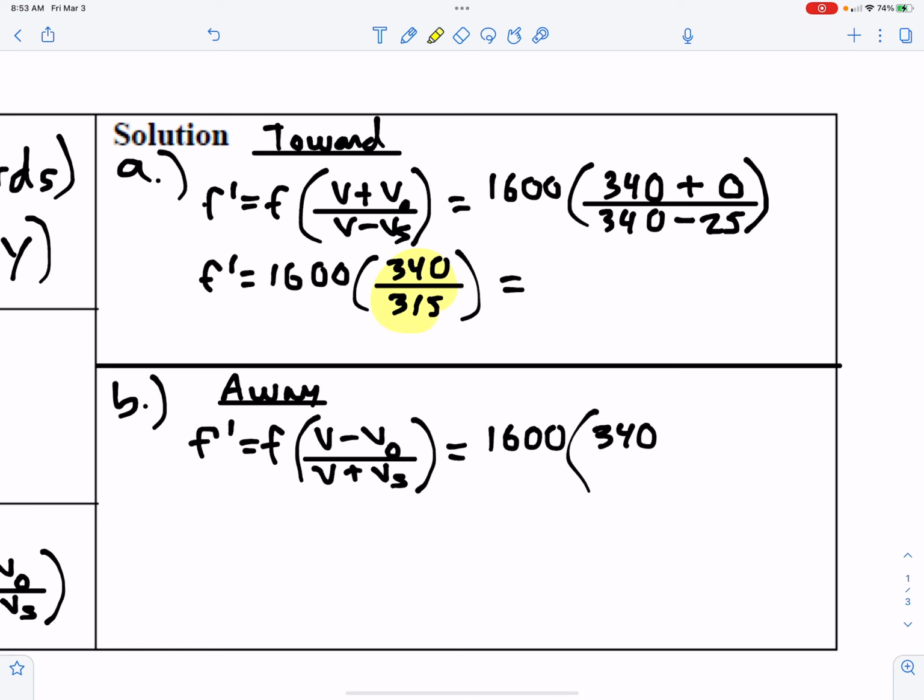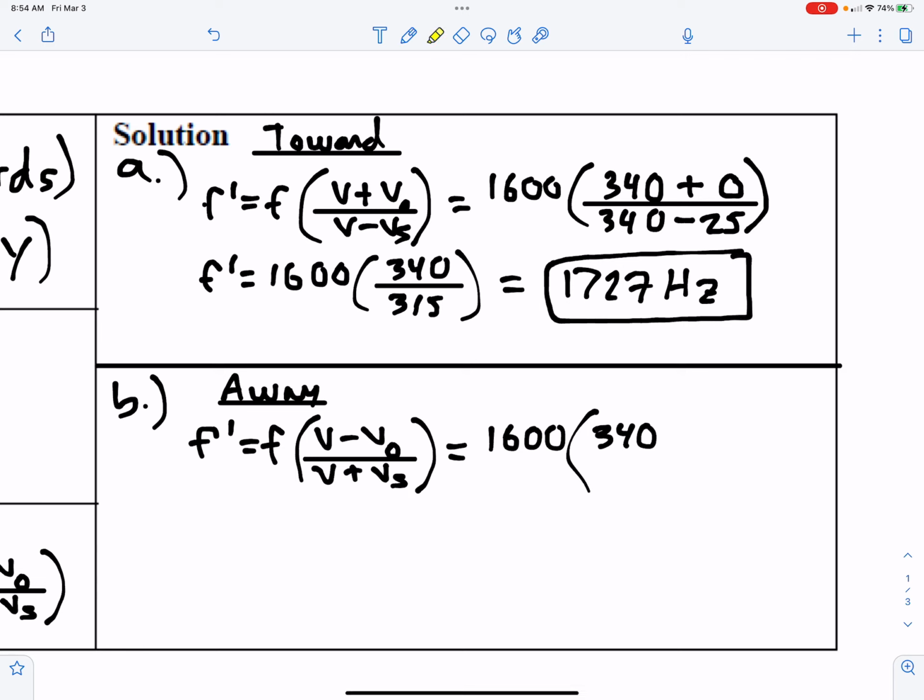Begin by dividing that part first. 340 over 315 times 1,600 is about 1,727 hertz. So we're noticing it's just a bit higher, a little over 100 hertz higher than our actual frequency of 1,600.